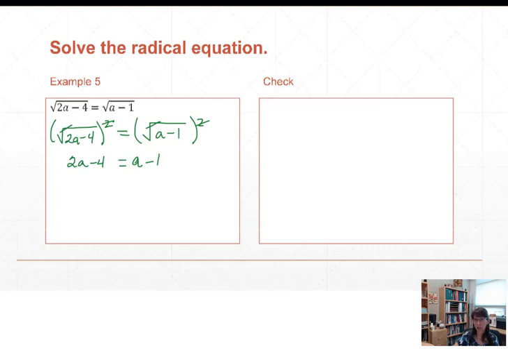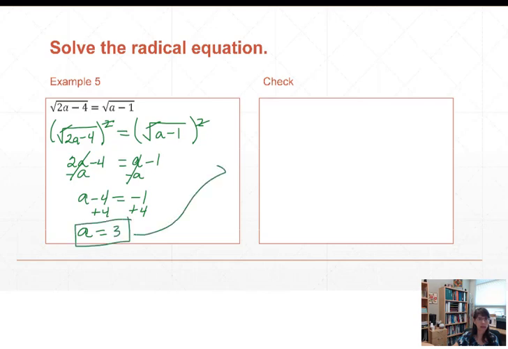When we scan it, it looks linear. So I'm going to collect all my variables on the left side of the equation by subtracting a from each side. That leaves me a minus 4 equals negative 1. To collect the constant terms on the right side, I would add 4 to both sides. And now a equals 3.